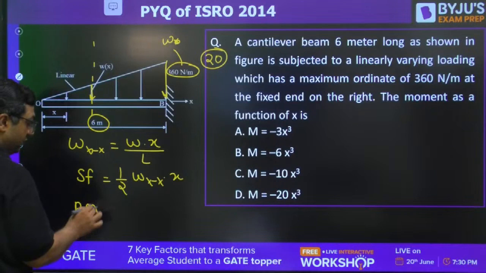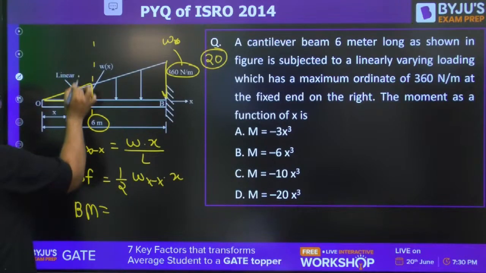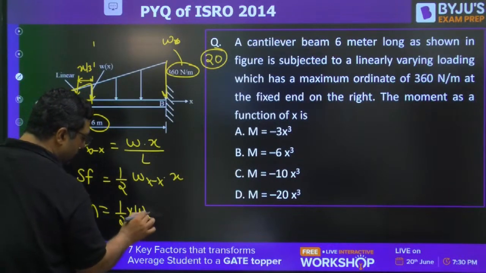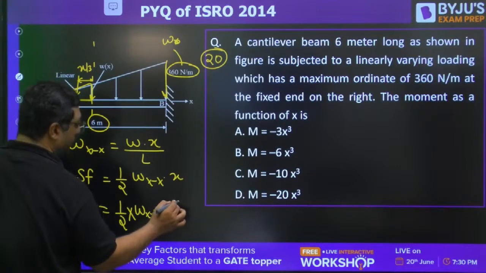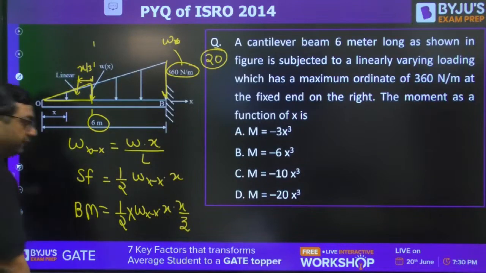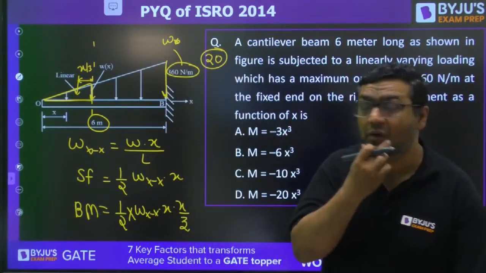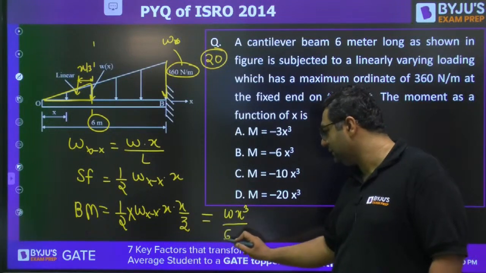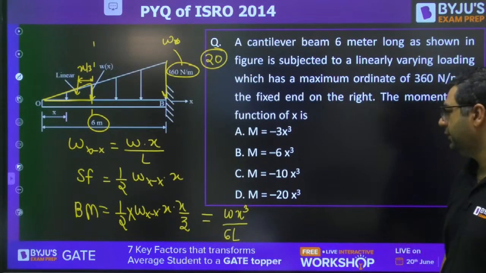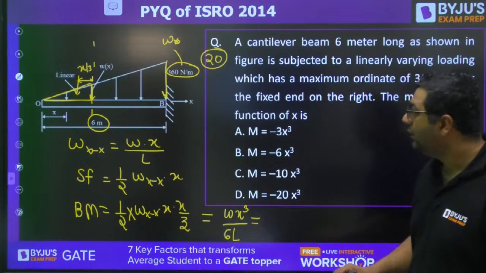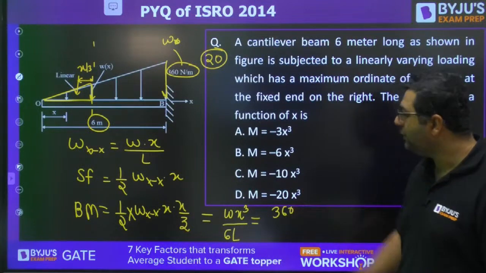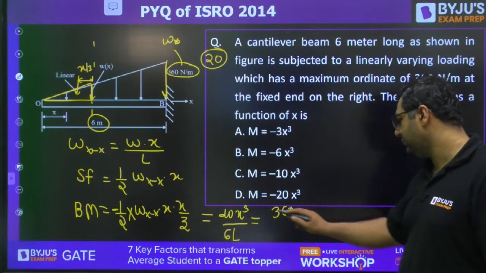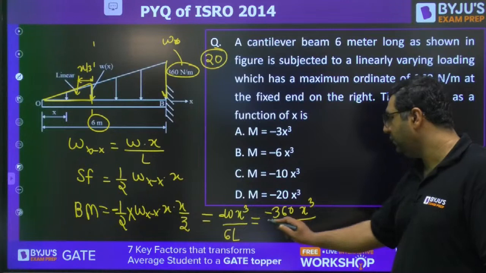What is the bending moment equation? It is the area of the triangle acting at its centroid at a distance of x by 3. So it will be half into w_x into x into x by 3. It will be w x cube by 6L. So w x cube by 6L, what is w? w is 360. And obviously it is creating hogging, so a minus sign will be there. So you would be having 360 minus x cube by 6 into 6.